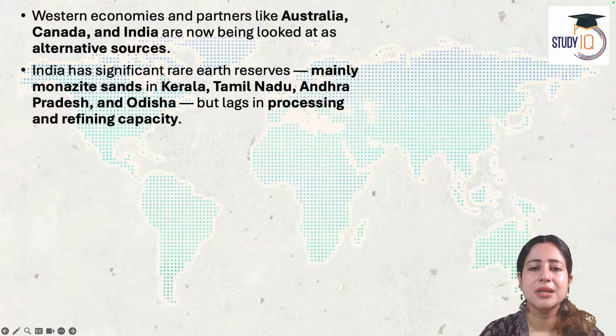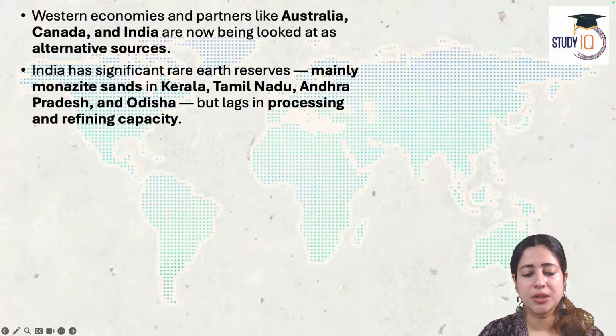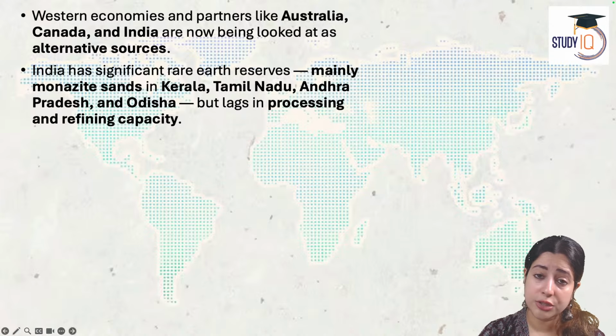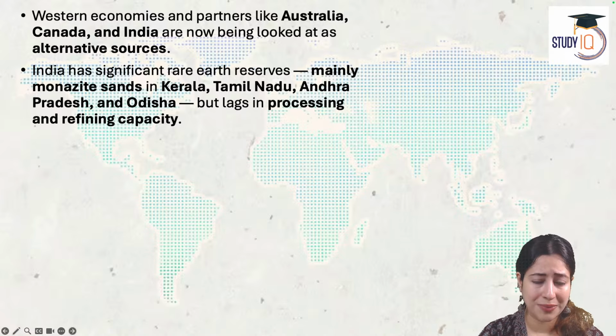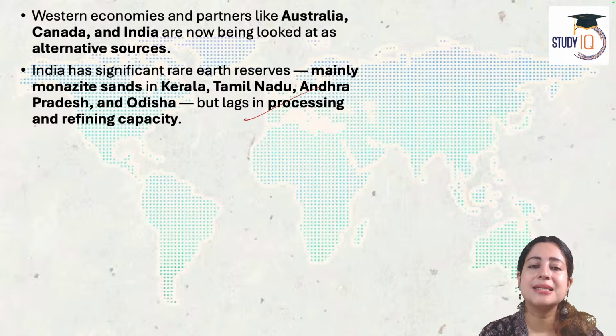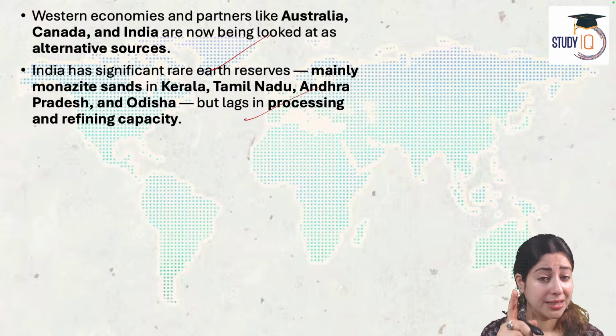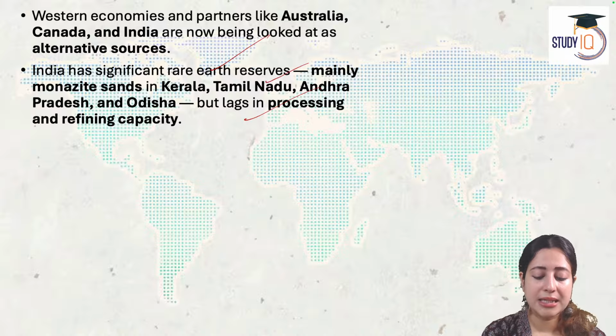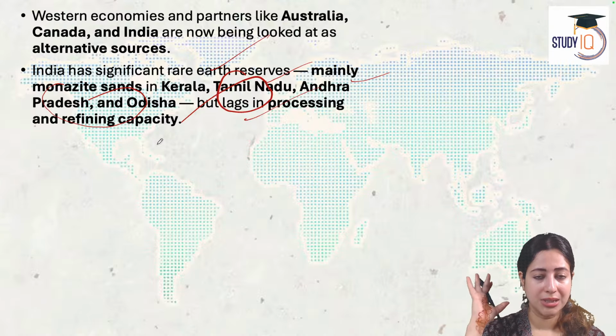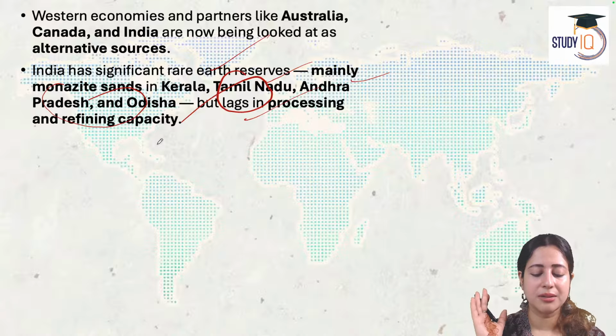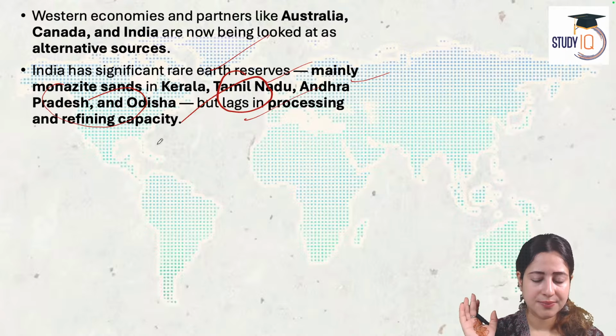What happens to us? What about India? Yes, India is working towards the semicon mission. India also has some reserves of rare earth materials, not as high as Australia, Chile, China, Japan, but still we have. These are mostly found in monazite sands. Now this is important for prelims: Kerala, Tamil Nadu, Andhra and Odisha have some reserves of rare earth material in monazite sands.